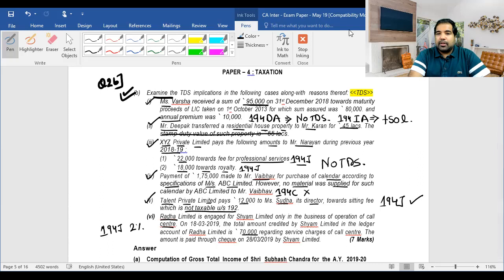Here is May 2019. Let's go to the next one, that is November 2019. Just opening that up. Here we go, November 2019.